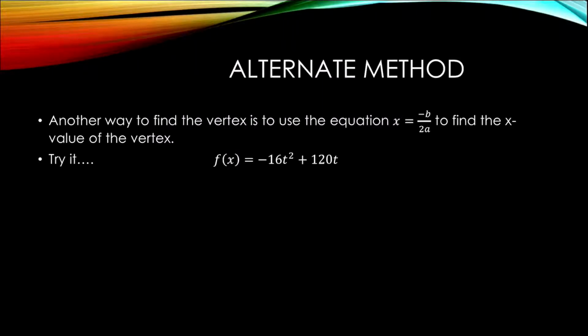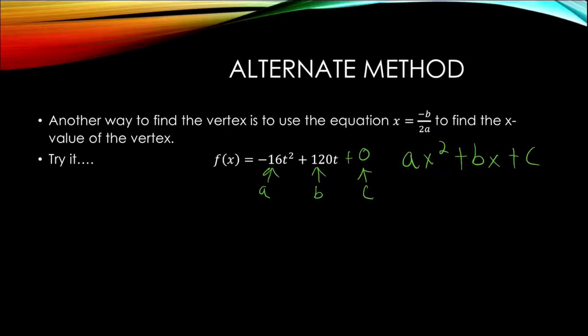Another way to find the vertex is to use the equation x equals -b divided by 2a to find the x value of the vertex, and that a and b come from the standard equation of ax squared plus bx plus c. So in this case, my a is connected to my squared term, so there's my a, 120 is my b, my c is not just gone, it's just 0.